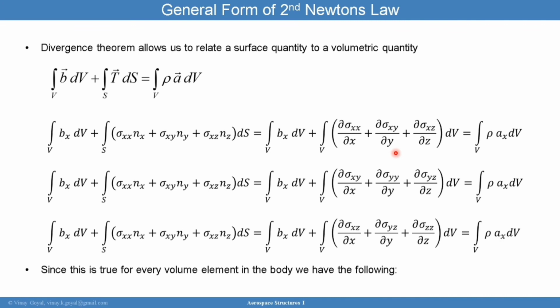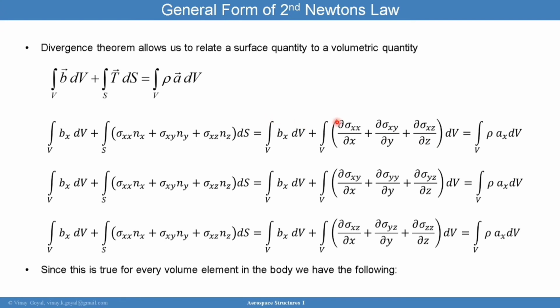Now, you may not recall it, but from calculus, we can relate an integral on the surface to a volume integral. And to convert that surface integral to a volume integral, all you have to do is remove this unit normal and then convert that to a derivative. And this nx becomes the derivative with respect to x, ny becomes the derivative with respect to y, and nz becomes a derivative with respect to z.